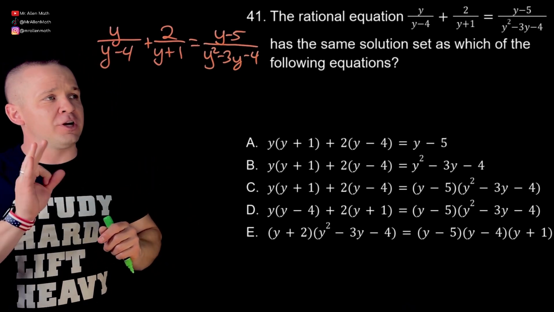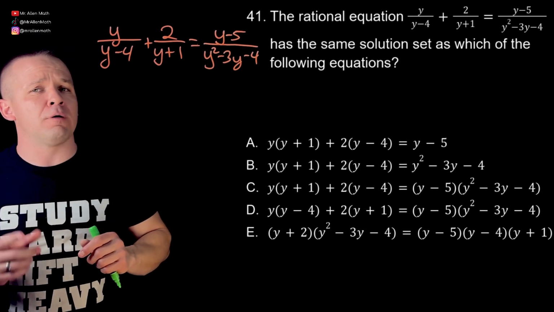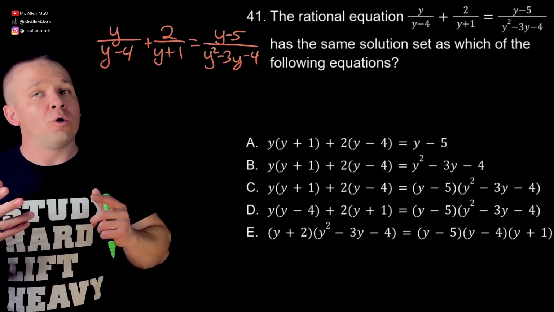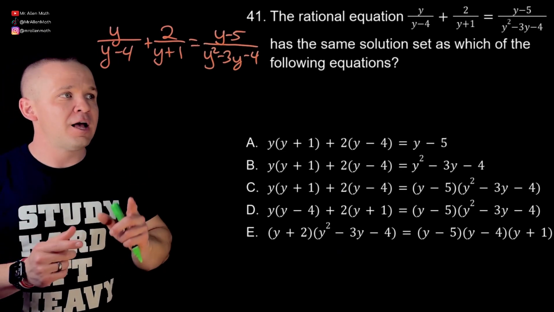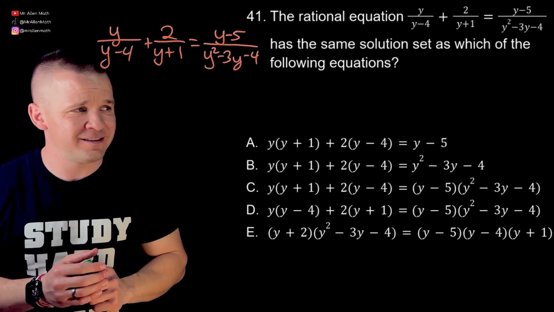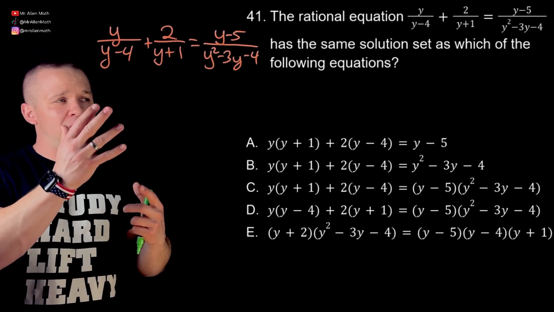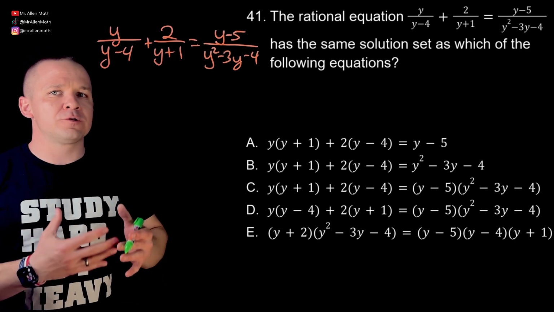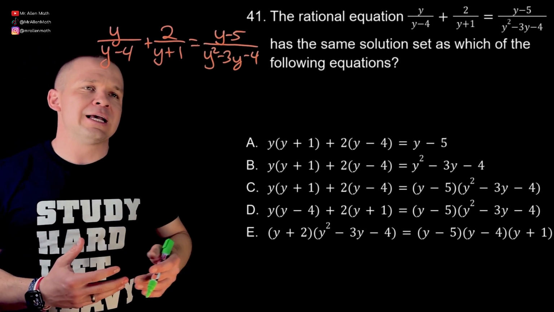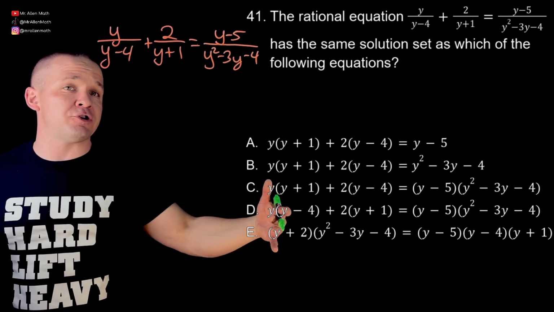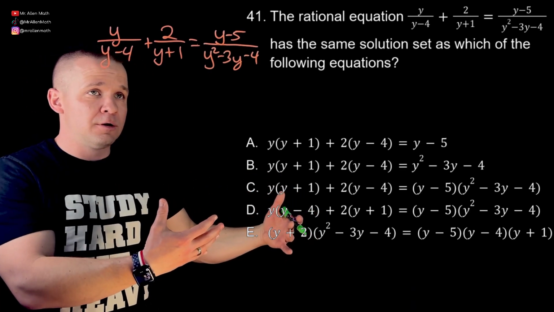All right, we got the rational equation y over y minus 4 plus 2 over y plus 1 equals y minus 5 over y squared minus 3y minus 4 has the same solution set as which of the following equations? What? Do I need to solve each one of those and solve this? No. Check this out. One of our strategies for solving rational equations is figuring out your common denominator and then multiplying both sides of the equation by said common denominator. And that's what we're going to do.